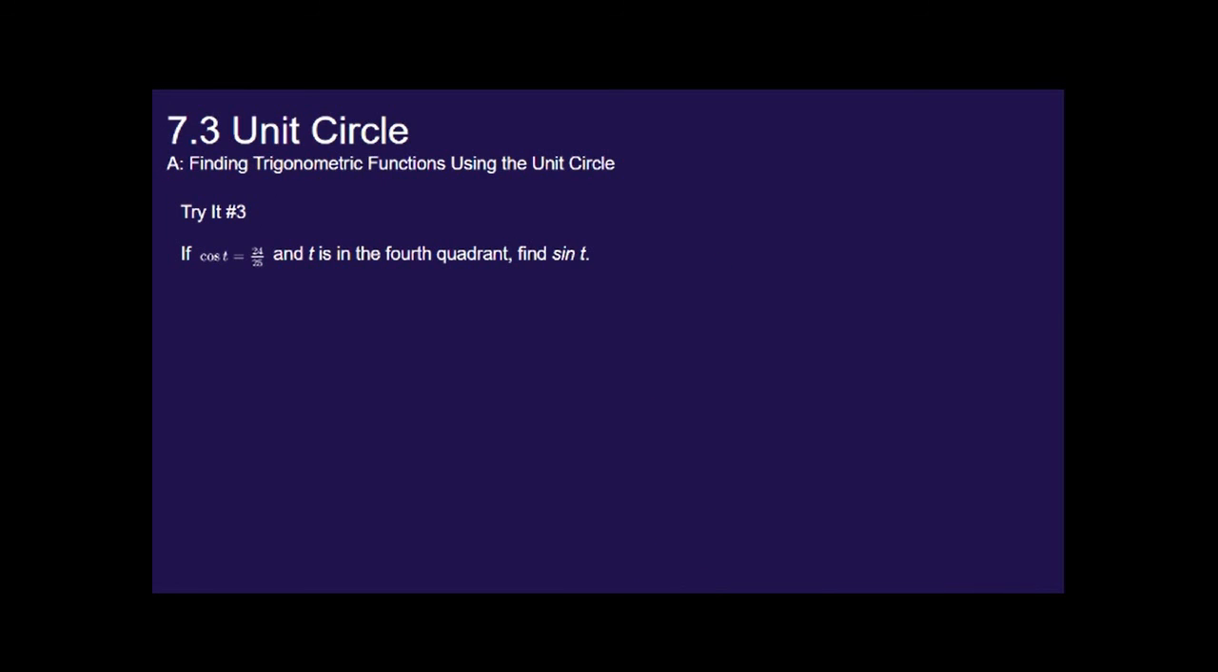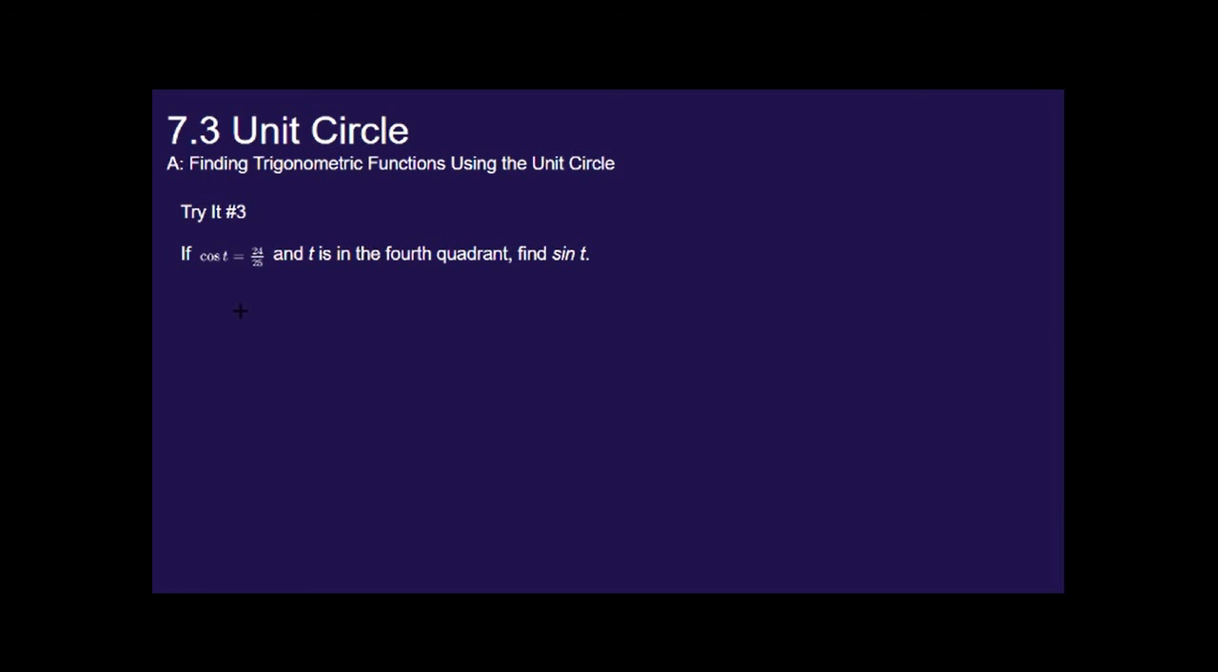Okay, so here's one for you to try. If cosine of t equals 24 divided by 25 and t is in the fourth quadrant, find sine of t. Go ahead and pause and try this on your own. If you need to, go back and watch the example that I just did and follow this one step by step, replacing it with the information from this one, and then come back and check your answer.